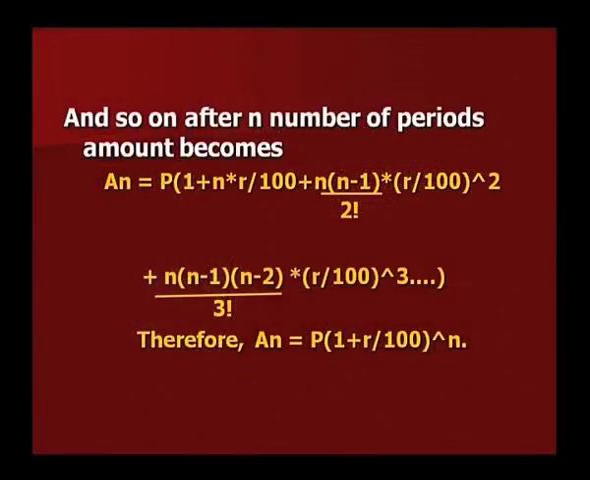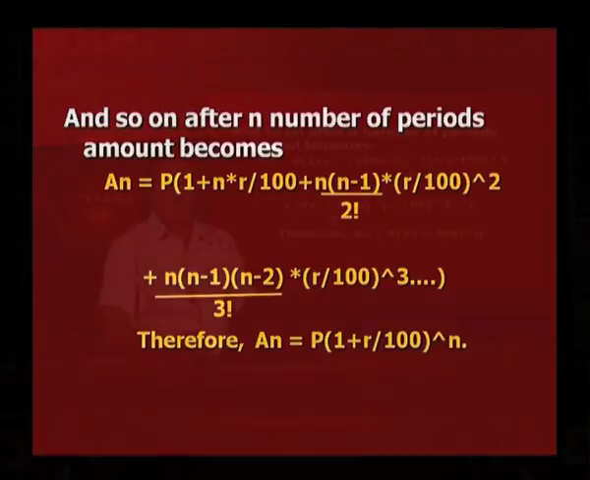If we calculate this regularly and so on after n number of periods, amount becomes An is equal to P(1 + n R/100 + n(n-1)/factorial 2 multiplied by (R/100)^2 + n(n-1)(n-2)/factorial 3 multiplied by (R/100)^3 and so on). Therefore, An is equal to P(1 + R/100)^n.